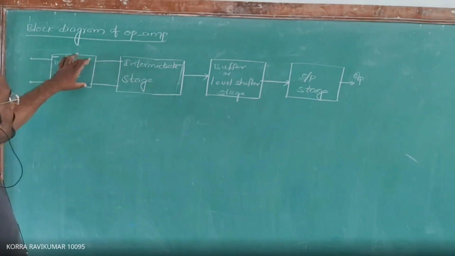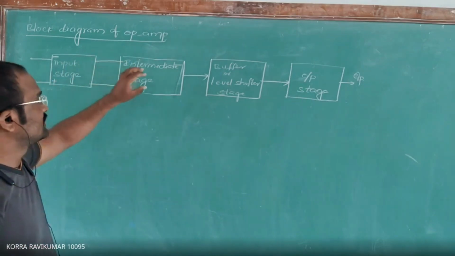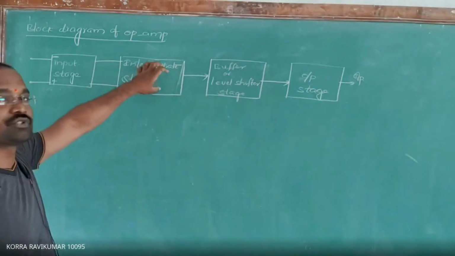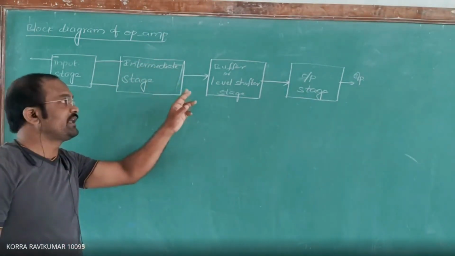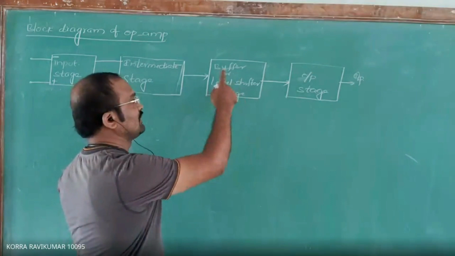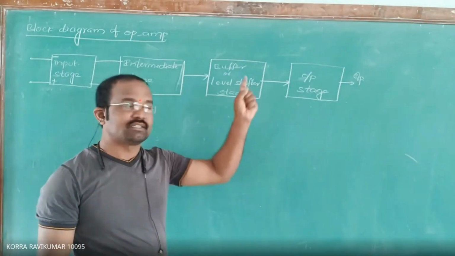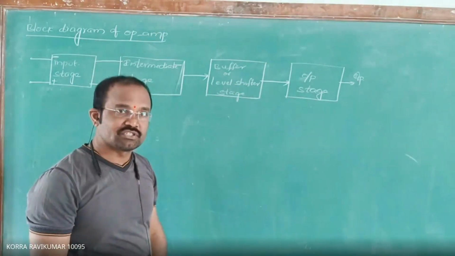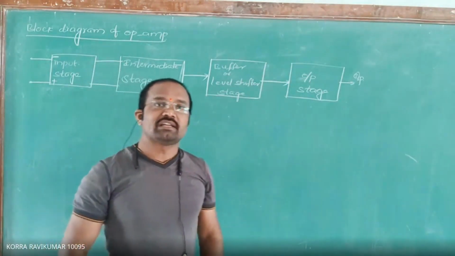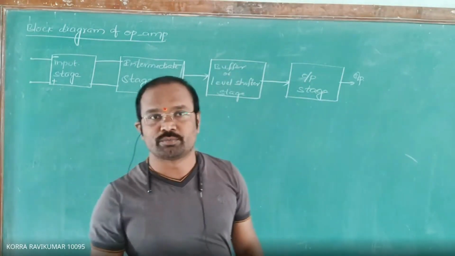The output produced by the first stage, that is the input stage, is given as input to the intermediate stage. And the output produced by the intermediate stage is applied as input to the buffer or level shifter stage. And the output produced by this buffer or level shifter stage will be given as input to the output stage. And finally, at the output of this output stage, we are going to get the required output.